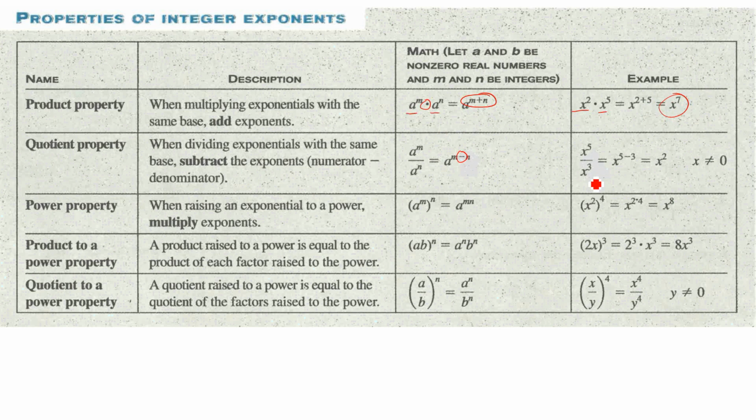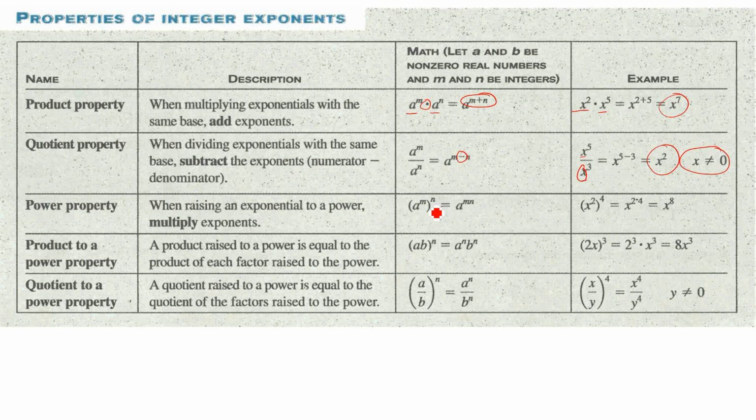So x to the 5th over x cubed, bases are the same. We're going to say 5 minus 3. The answer is x squared. Okay? Now note that x cannot be 0 here. Why can't x be 0? Because if x was 0, we would be dividing by 0, and that is a no-go.